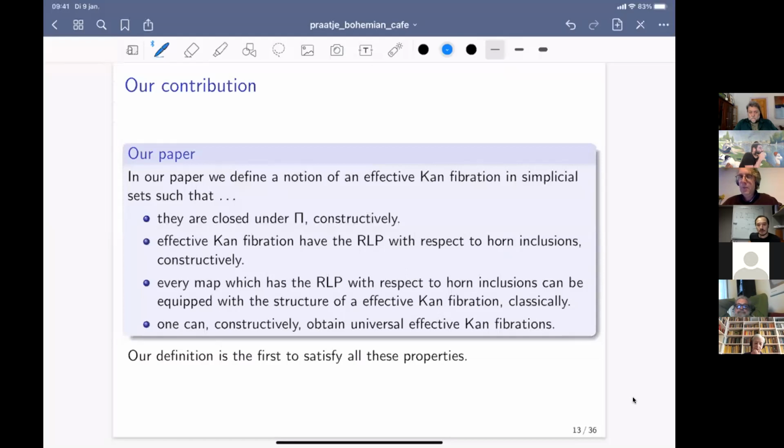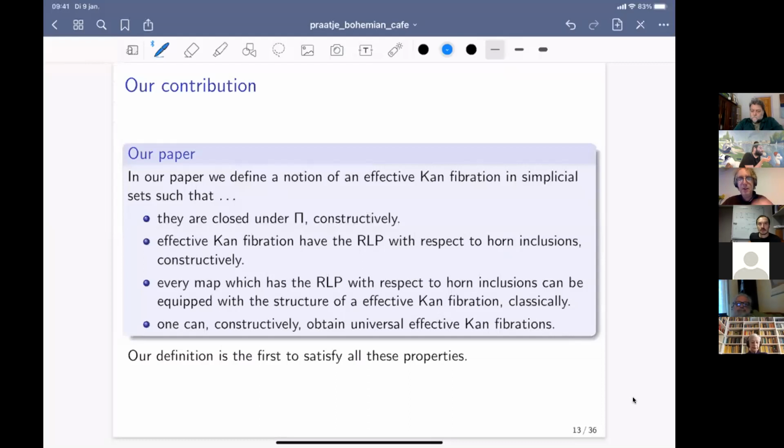So I mentioned the Bezem-Coquand obstruction. So that's probably not a very good definition in a constructive setting. But still, if you would work in a classical metatheory, it should be equivalent to the standard definition. We don't really want to deviate from the classical theory in that way. So what we will actually do is that our effective cofibrations will have the right lifting property against horn inclusions, but the converse is only true classically.